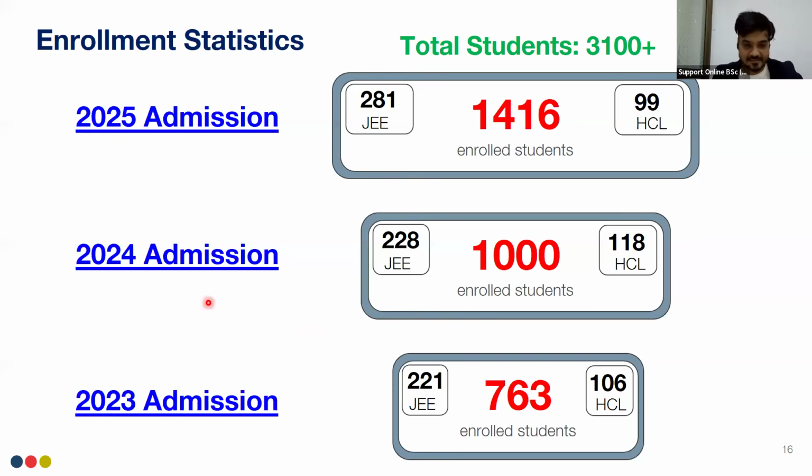Okay, so enrollment statistics. We started this degree back in 2023, and with each passing year, the numbers have continuously grown. Currently, we have 3,100 students, and we are expecting an even bigger cohort this time in 2026. We started with 763, then in the second cohort the students enrolled were 1,000, followed by last year, when we had around 1,416 students. So that's how the enrollment statistics were.